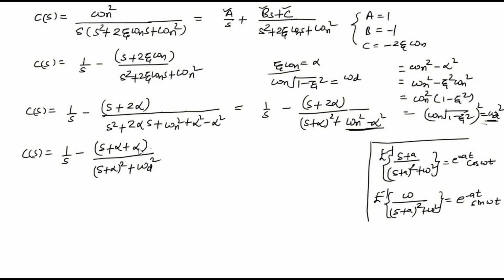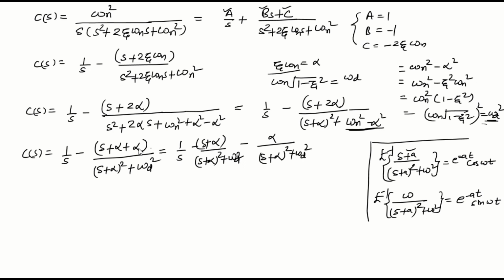So I'm converting this again to the standard form. This will be 1 by s minus s plus alpha divided by s plus alpha whole square plus omega d square. So this is the standard form, and this remaining alpha, since there is a negative sign outside, I'm writing as minus alpha divided by s plus alpha whole square plus omega d square.